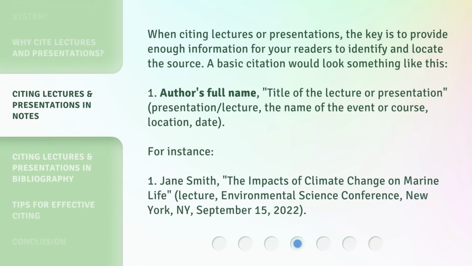When citing lectures or presentations, the key is to provide enough information for your readers to identify and locate the source. A basic citation would look something like this. 1. Author's full name. Title of the lecture or presentation, lecture. The name of the event or course, location, date. For instance, 1. Jane Smith, The Impacts of Climate Change on Marine Life, lecture, Environmental Science Conference, New York, New York, September 15, 2022.